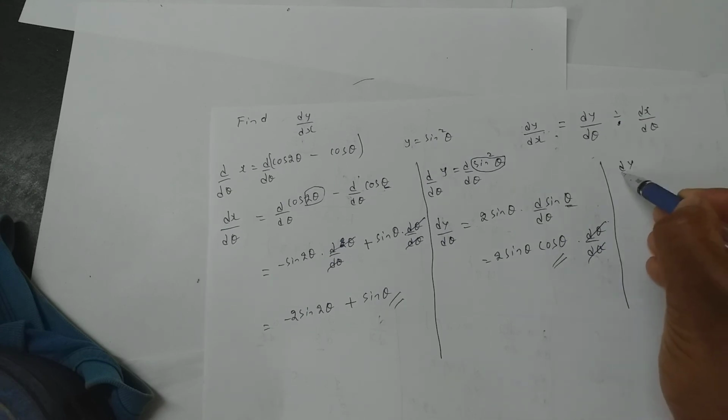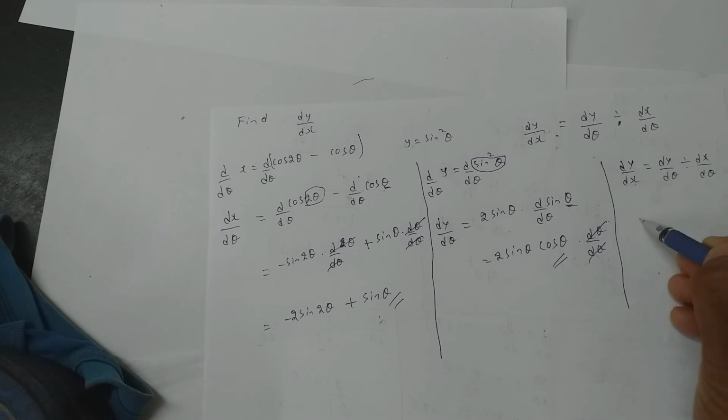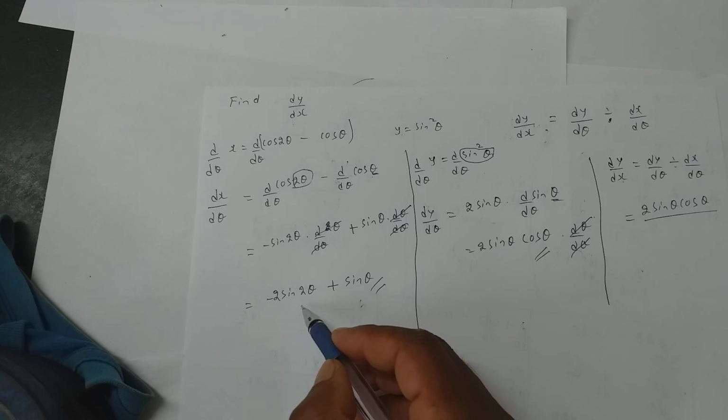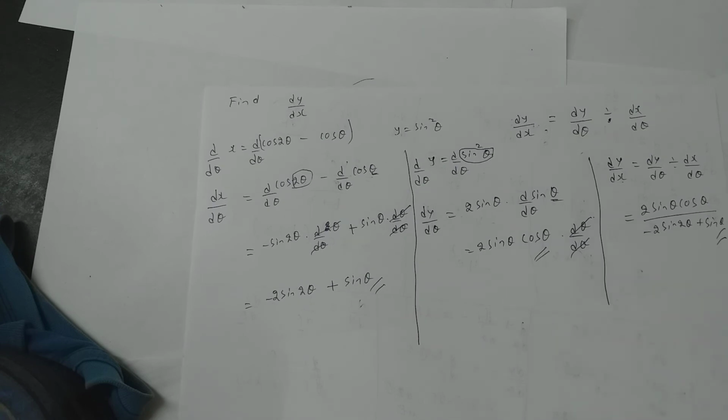So dy by dx equal to dy by d theta, this time, divided by dx by d theta. So that becomes dy by d theta is 2 sin theta cos theta, by dx by d theta, which is this one: minus 2 sin 2 theta plus sin theta. Did you understand how I am doing?